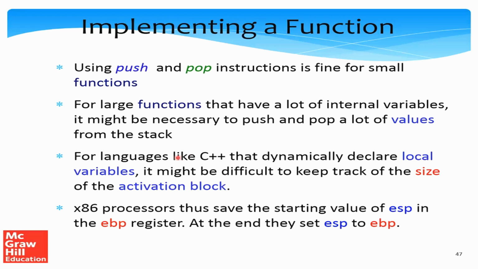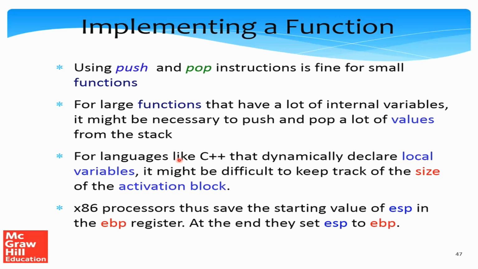Fair enough. For languages such as C++ that dynamically declare local variables, a lot of local variables can be declared even within the body of the function. So it sometimes becomes difficult to keep track of the size of the activation block, because even at compile time we would not know the size of the activation block, right? How many internal variables the function actually uses. So at runtime, the size of the stack needs to be varied.